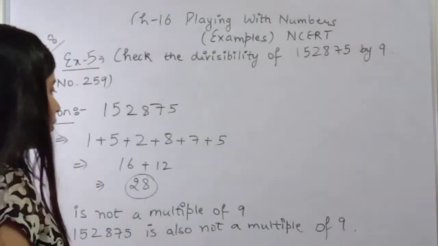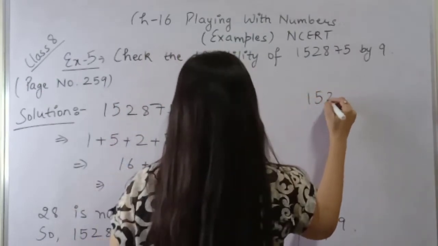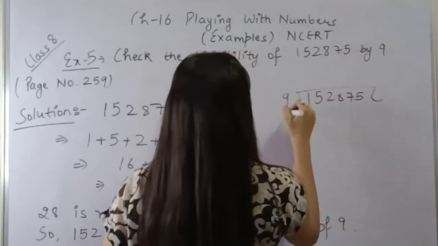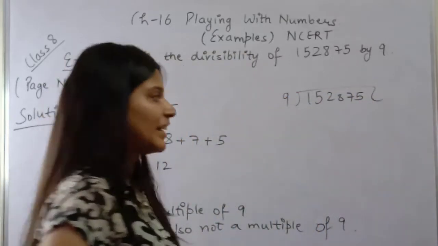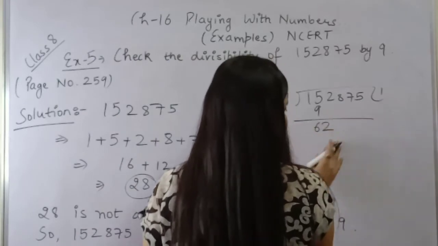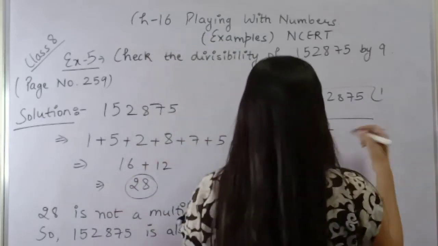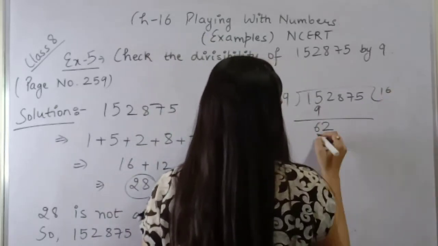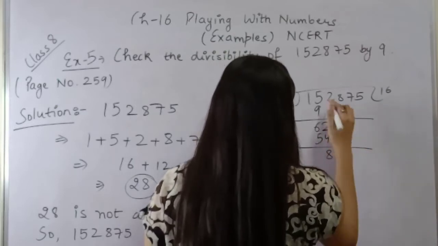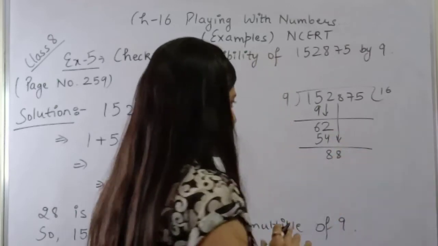ओके सो सी अगर हम इसको वैसे भी चेक करेंगे 152875 divided by 9. So we know that 9 ones are 9, 9 2s are 18, 9 5s are 45, 9 6s are 54, 9 7s are 63 होता है. So 9 6s 54. This is 8, and now we'll take 8 carry forward, so 88.